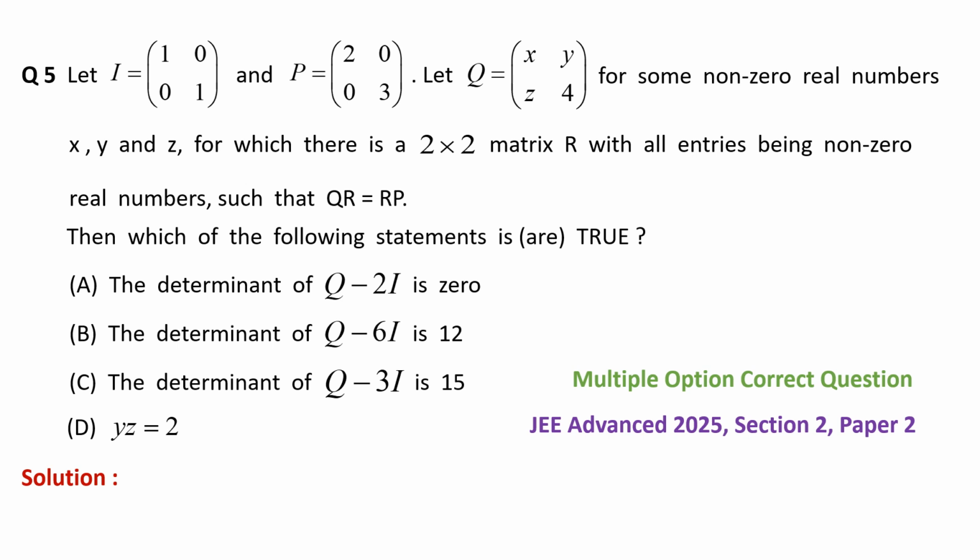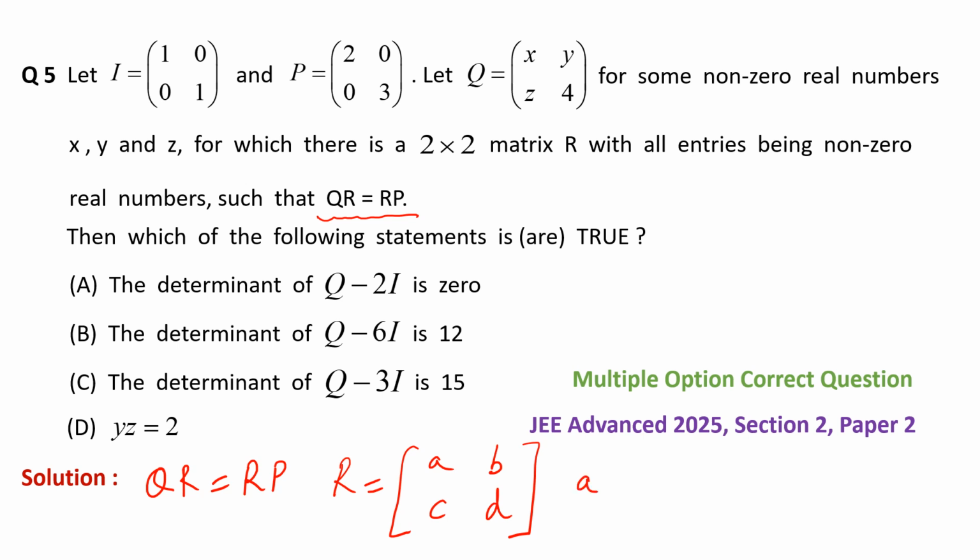is equal to 2. Now students, to solve this problem, I will start with the given equation, that is QR equal to RP. Now it is given that R is a 2 by 2 order matrix, but its elements are not known to us. So I will suppose R equal to A and B in the first row and C and D in the second row. And it is given that these variables A, B, C and D are non-zero real numbers.